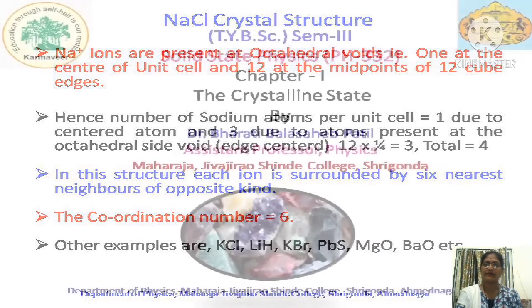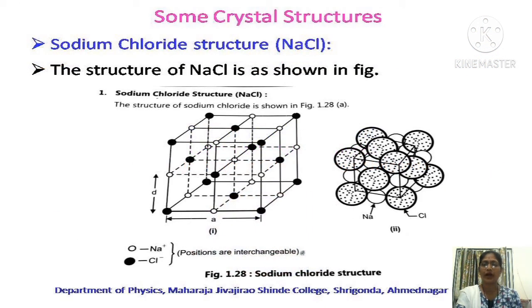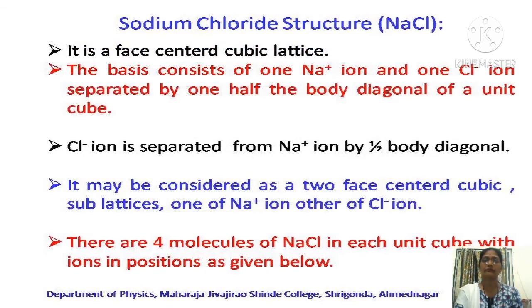So let's revise today's lecture. Once again, we have seen the crystal structure of sodium chloride. It is a type of ionic crystal, and in the NaCl crystal structure, the Na ionic radius is less as compared to chlorine. So chlorine acquires the positions of the corners and the face centers, and Na ions occupy the octahedral voids. Then it forms a face-centered cubic lattice. The basis consists of one Na plus ion and one chloride ion, separated by half of the body diagonal of the unit cube.